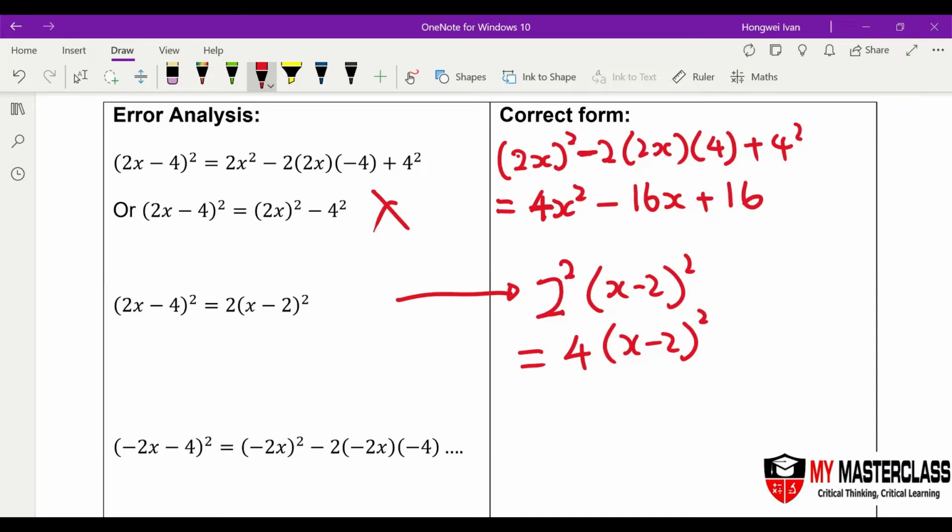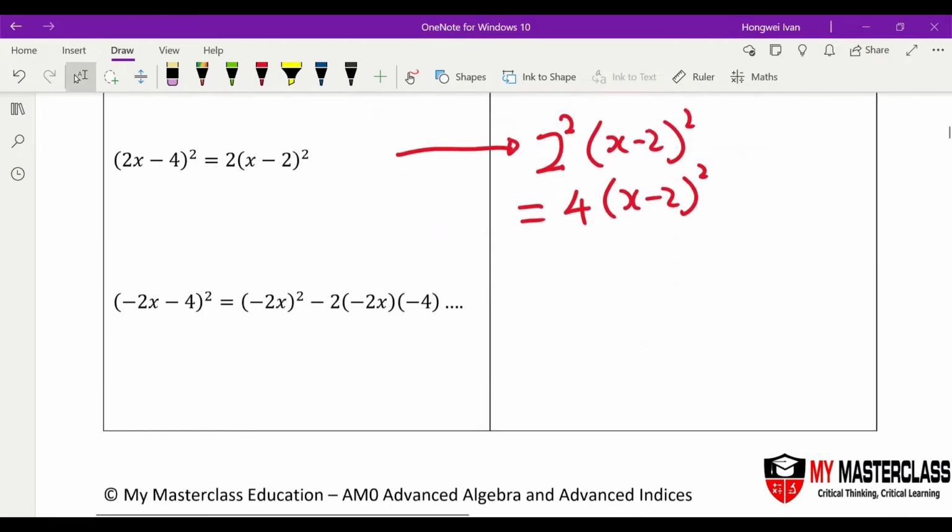We also learned three algebraic rules: (a plus b) square, (a minus b) square, a square minus b square. Nobody told you what negative a square minus b square is. This is also wrong. So negative (2x minus 4) bracket square is the same as, during the holiday I will talk about it. Sarah can remember.